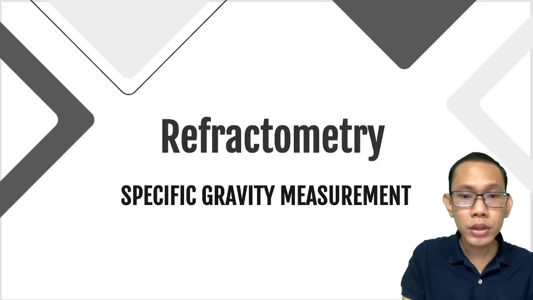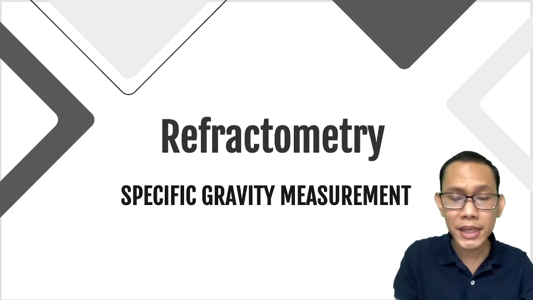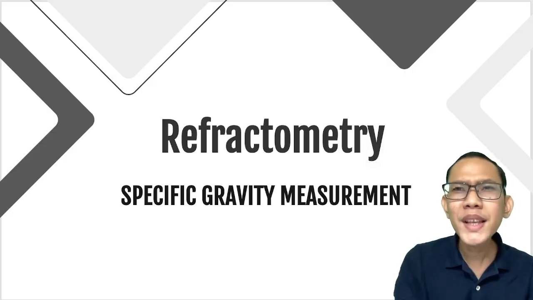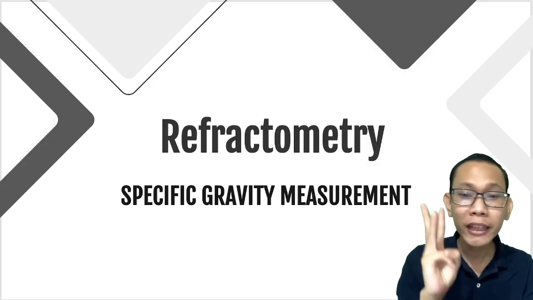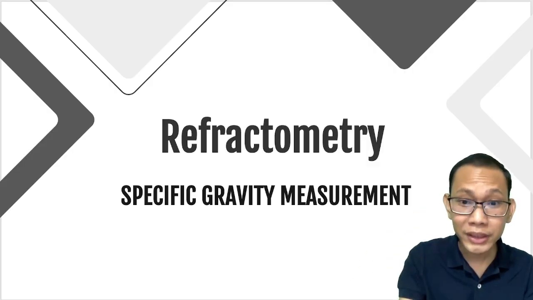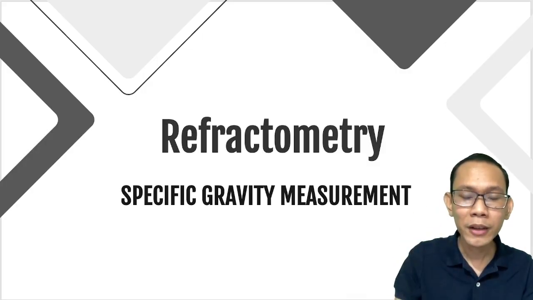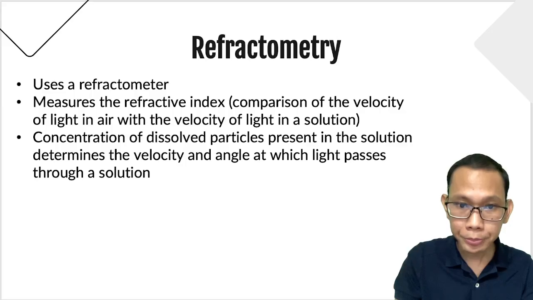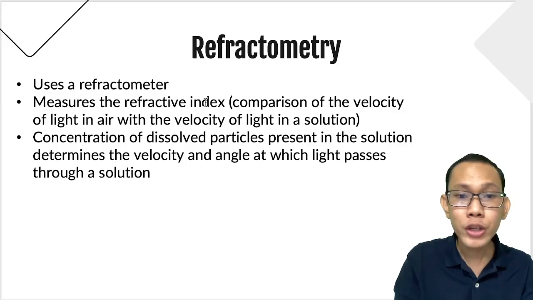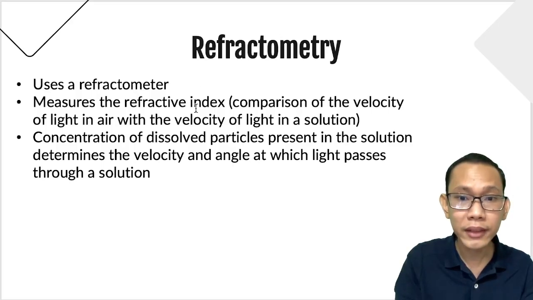Next procedure will be your refractometry. This will be the second to the last method ng ating specific gravity. Refractometry. Yung face-to-face kami, tatlong procedure: yung reagent strip, yung refractometry ito, and lastly, yung urinometer. We were able to perform that in the face-to-face scenario dati. So, refractometry, it uses now your refractometer. It measures the refractive index.